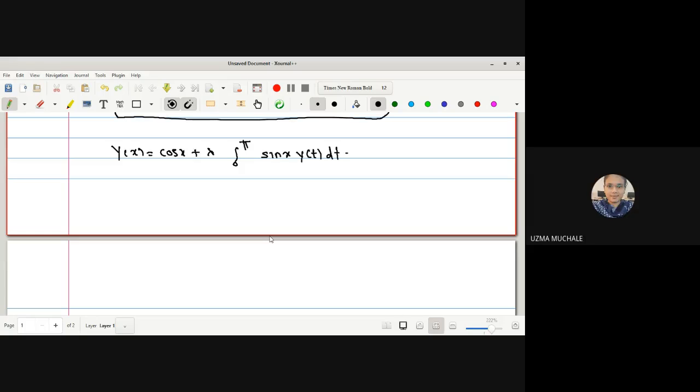Ma'am, we are not getting the value of c, but we are getting the value of lambda as half. Correct, lambda equal to half. Okay, let me solve this. What we can do is y of x is equal to cos x plus lambda sin x integration 0 to pi y of t dt.